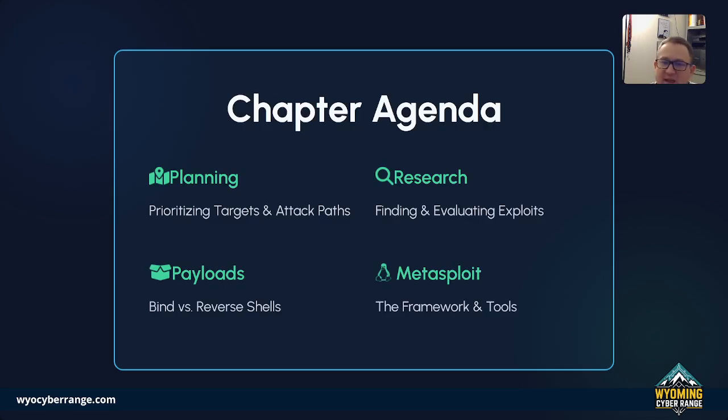Now, the roadmap for today. First, we're going to start with planning. We're going to discuss how to prioritize our targets and map out the attack paths for each. We're going to cover how to evaluate each exploit, specifically looking at where we find them and how we vet them. We're then going to talk about payloads. We need to understand the difference between bind and reverse shells, which is a critical concept for bypassing firewalls. And then finally, we'll talk a little bit about Metasploit. We'll dive into the Metasploit framework and its tools, including MSFconsole and MSFvenom.